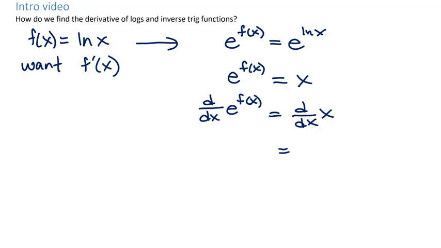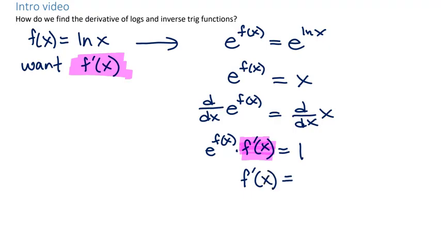The right-hand side's the easy one. The derivative of x with respect to x is 1. The left-hand side needs a chain rule because it's composite. So e to a power is its own derivative, so we get e to the stuff, and then the derivative of f needs to chain out. Remember that we were looking for f prime of x, and now there is an f prime of x in our equation, so we can solve for it.